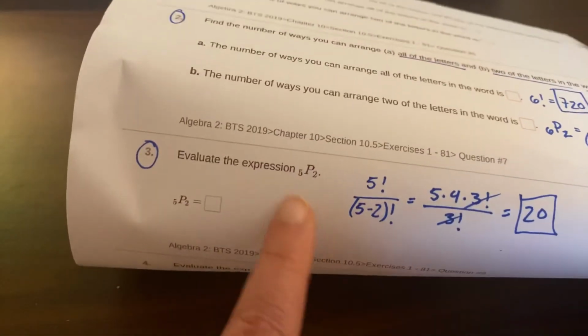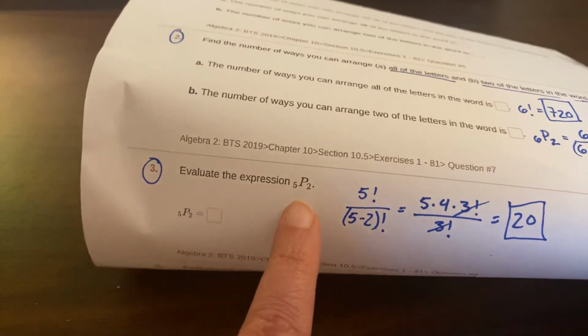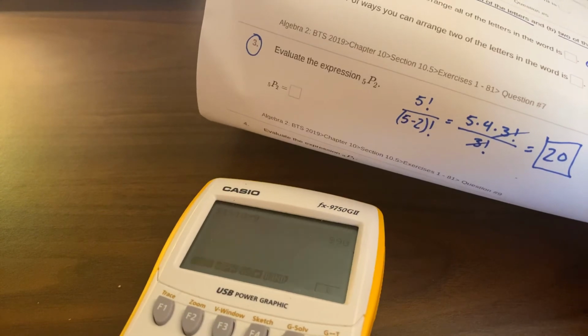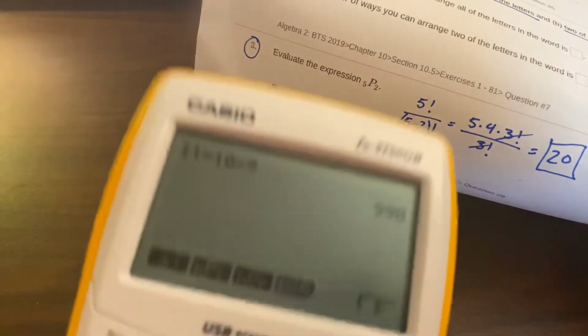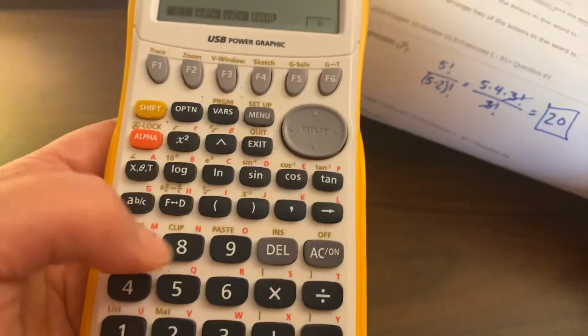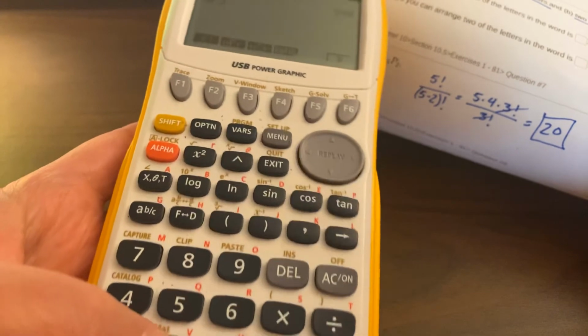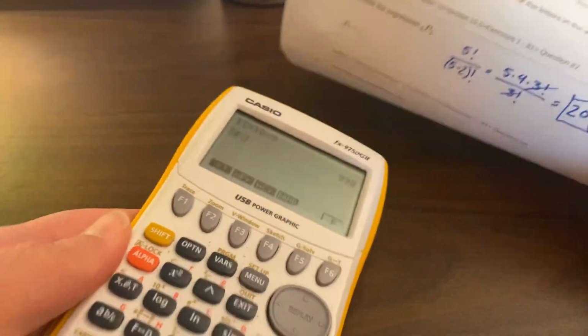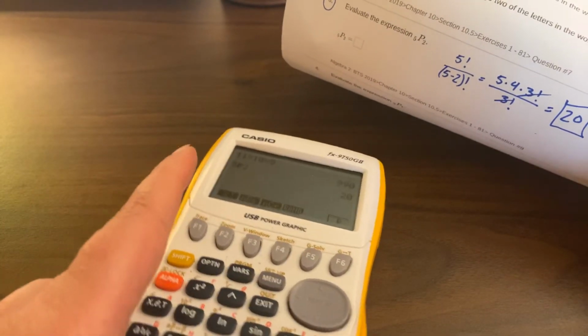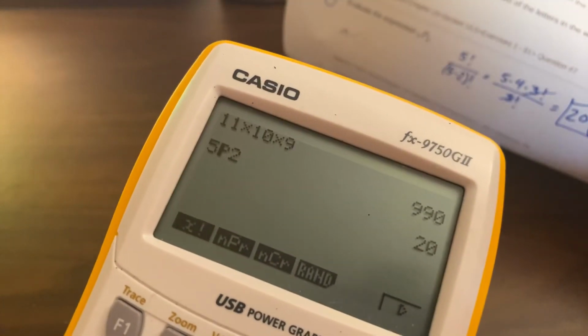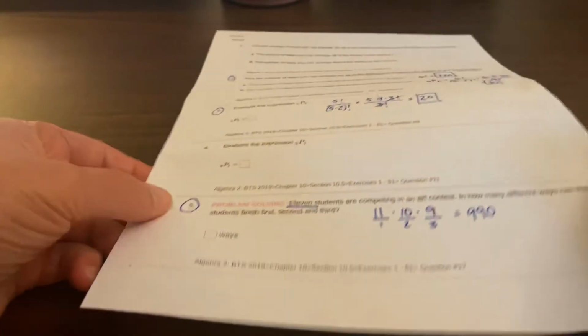Another way to evaluate that is to use your calculator. You can literally type into your calculator 5P2, execute, 20. Okay, so that is number 3.